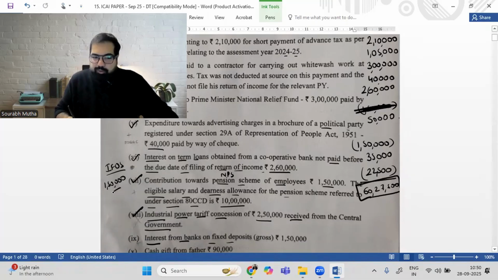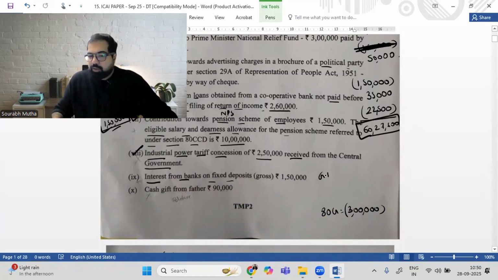IFOS is a sweet 1 lakh 50. I'm putting that also in a box. So 60 lakh 27,500 plus 1 lakh 50. My gross total income is here. My gross total income is 61 lakh 77,500.